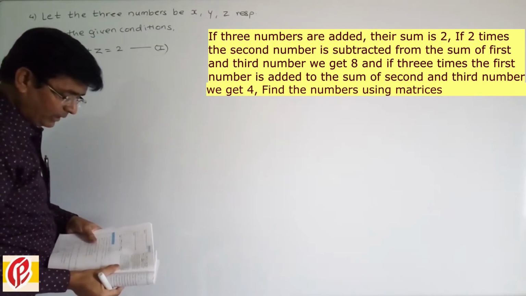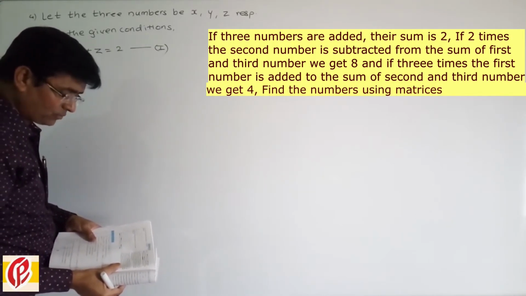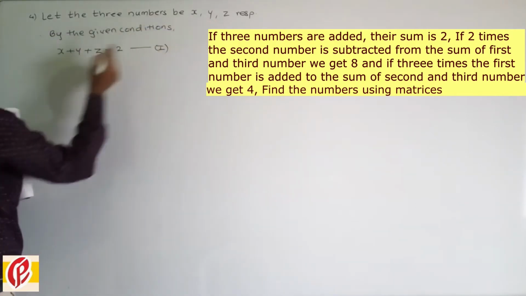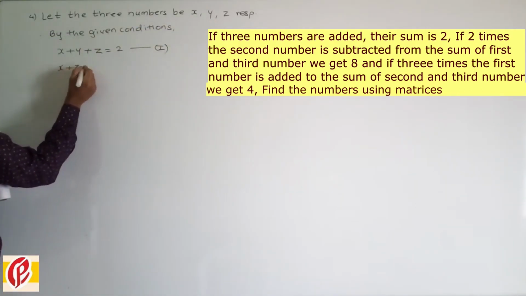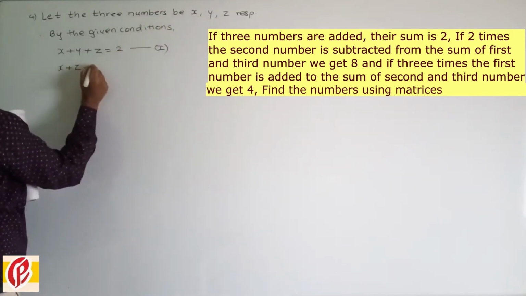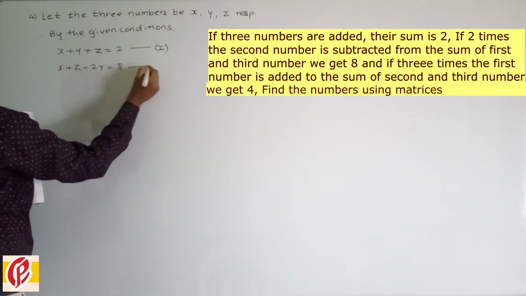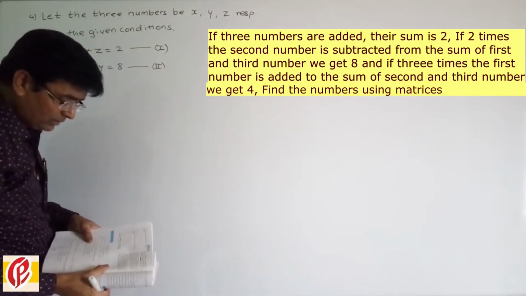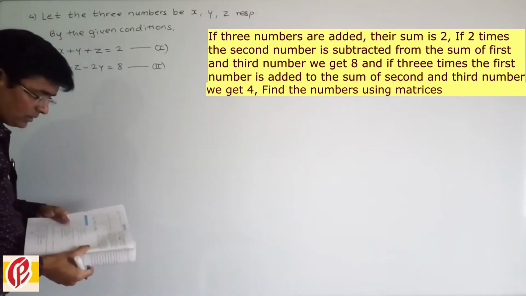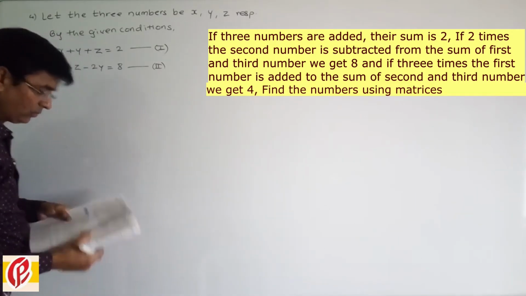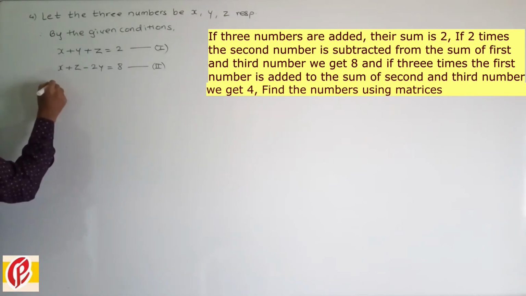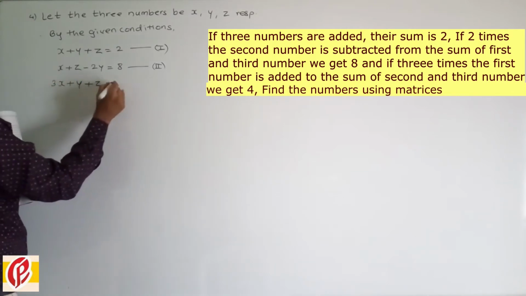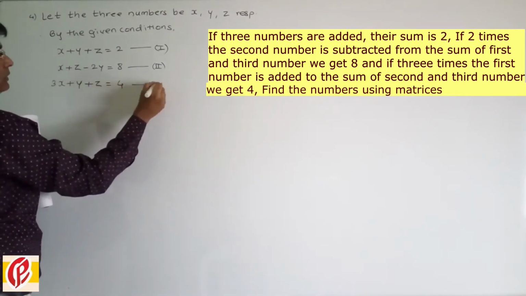If 2 times the second number is subtracted from the sum of the first and third number, we get 8. So x plus z minus 2y equals 8. Equation number 2. And the third equation: 3 times the first number is added to the sum of the second and third number, we get 4. So 3x plus y plus z equals 4. Equation number 3.